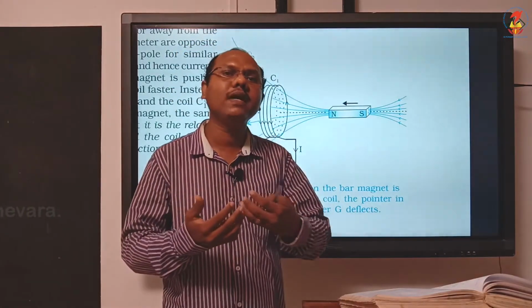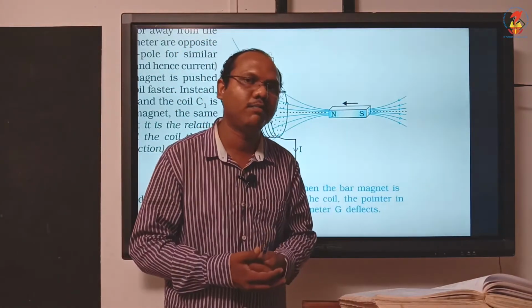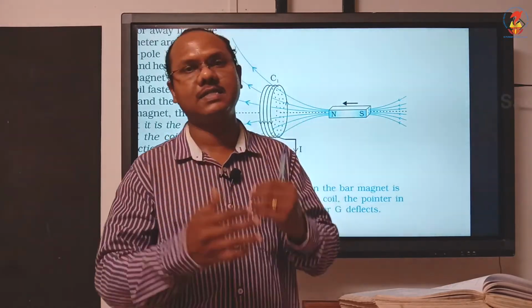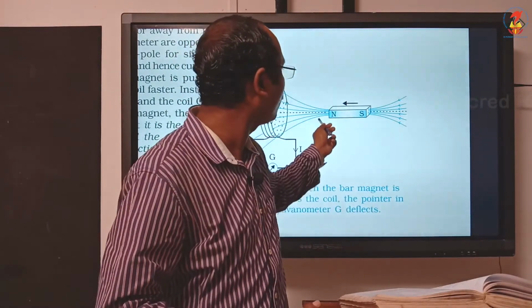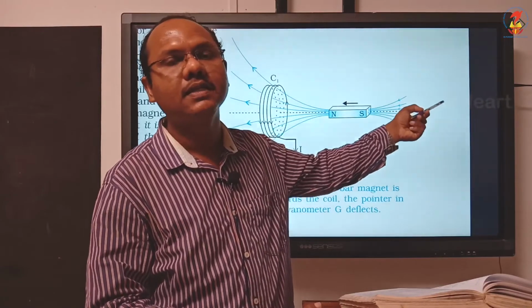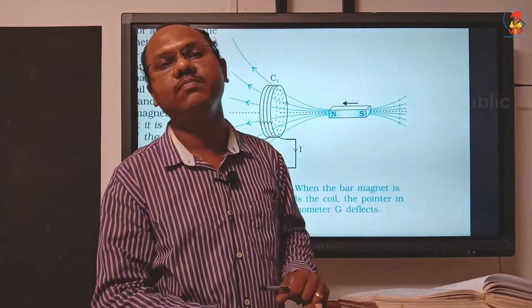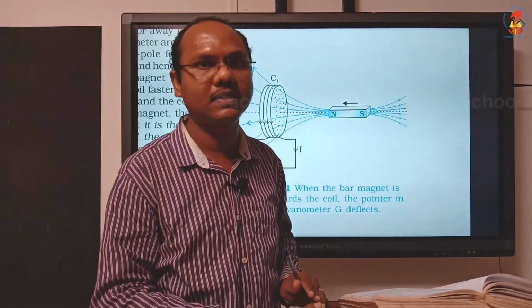Now what else if we withdraw the bar magnet from the coil? The current will reverse. That means if the north is withdrawn, then the current will be clockwise. If south is withdrawn, then the current will be anti-clockwise.